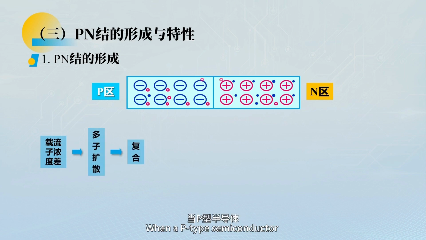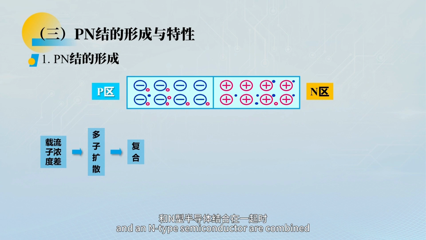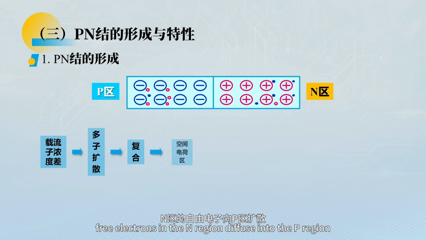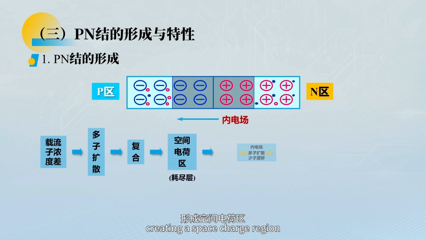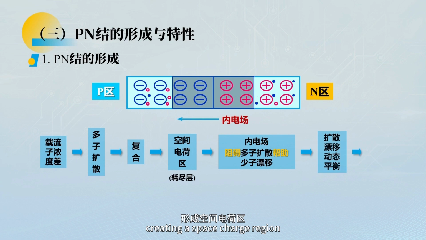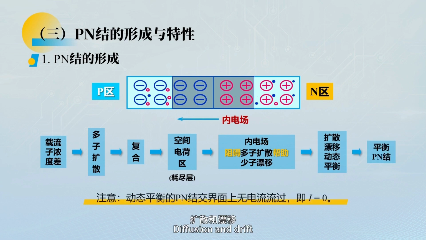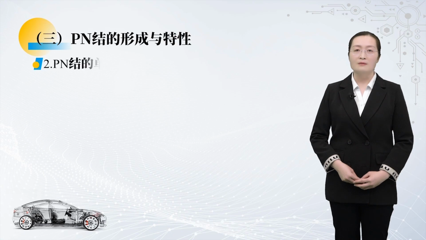When a p-type semiconductor and an n-type semiconductor are combined, free electrons in the n region diffuse into the p region, creating a space charge region. Diffusion and drift, a pair of opposing motions, eventually reach dynamic equilibrium to form a p-n junction.